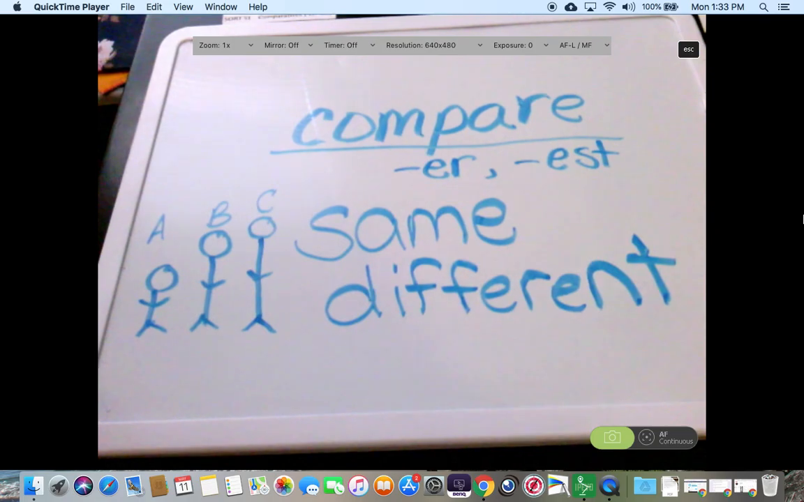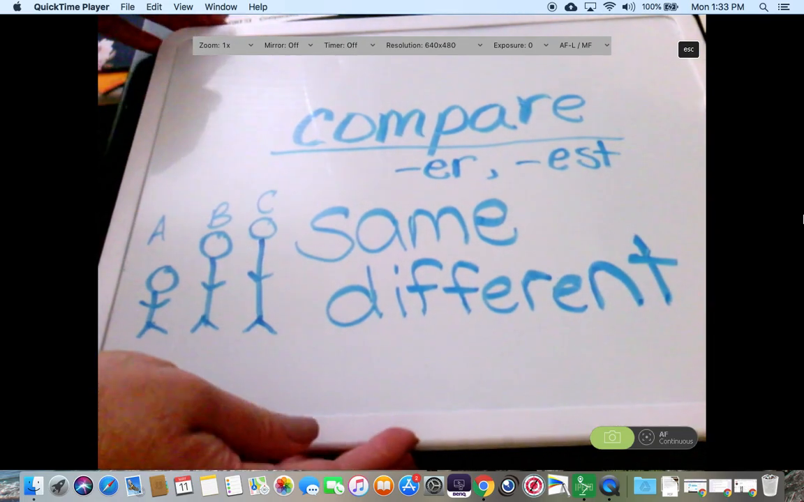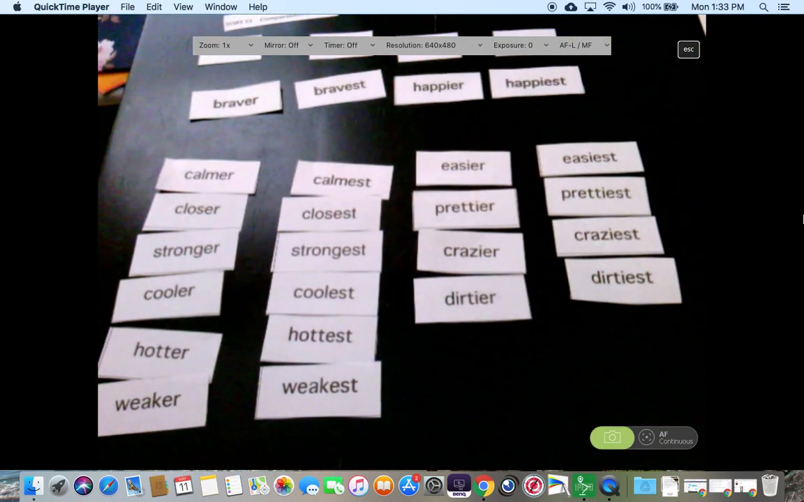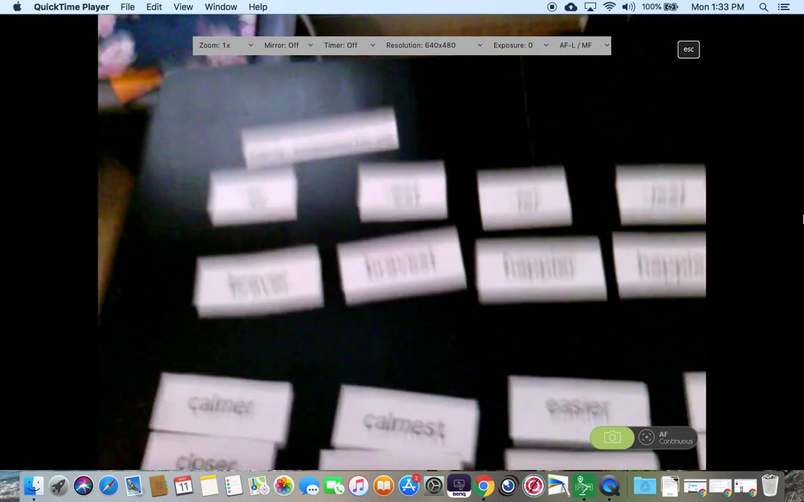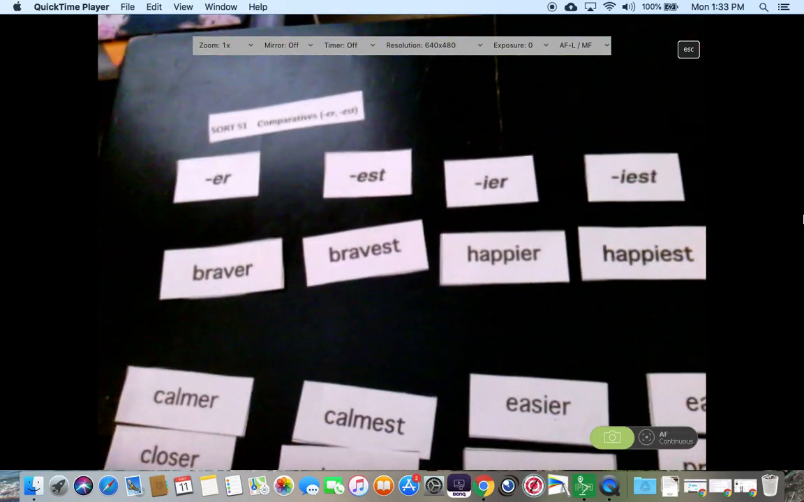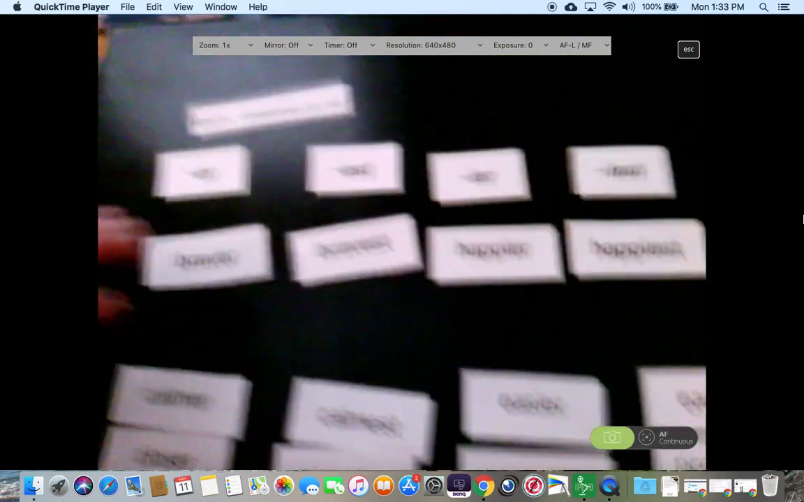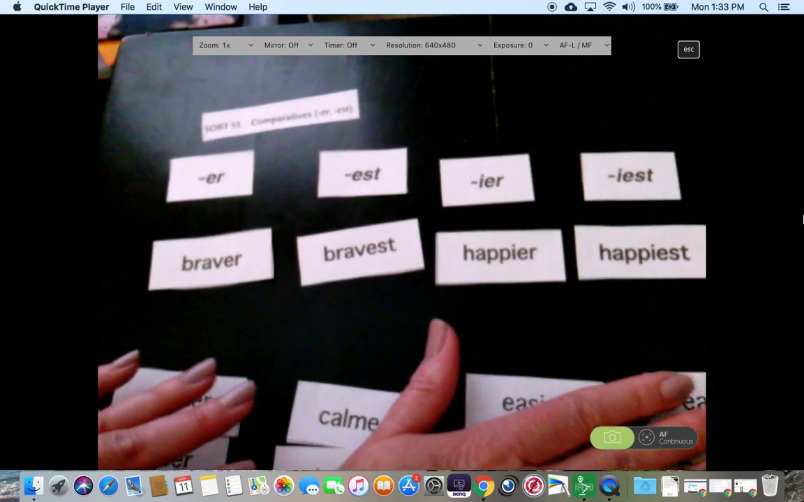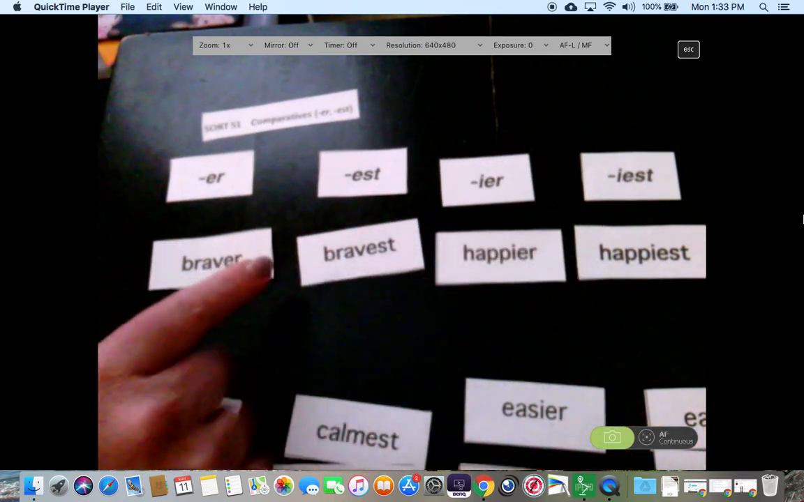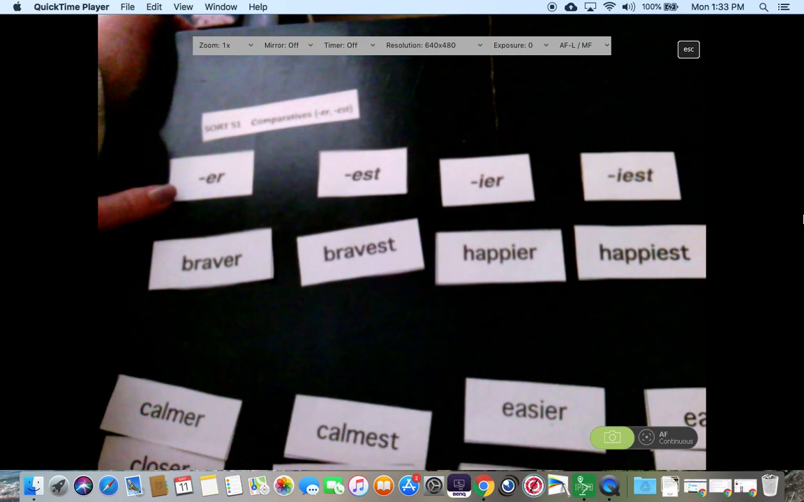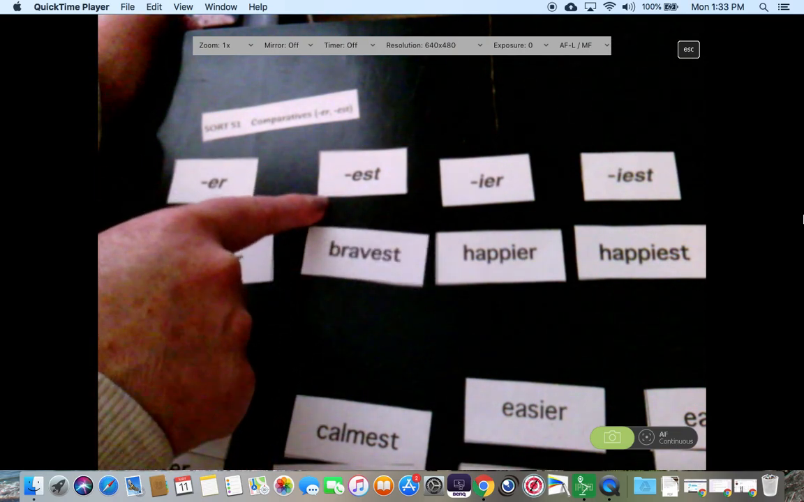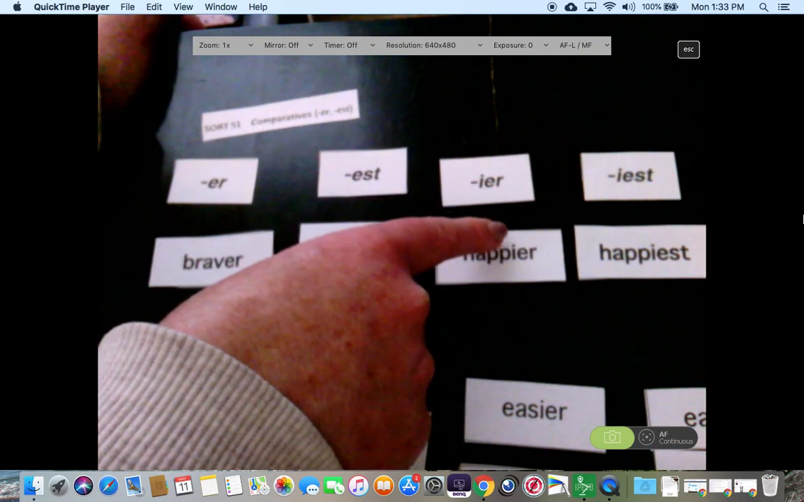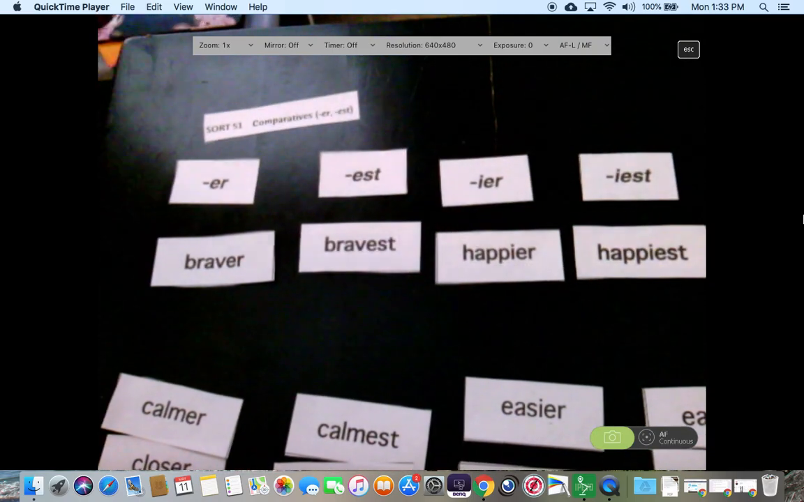So let's move into our lesson. What we want to do is take a look at your sort first, okay? And we're going to take a look at a couple of these words. I know you can see I have some of mine sorted, but we're just going to take a look at what we have here. We have words that end in ER, words that end in EST, IER, and IEST.